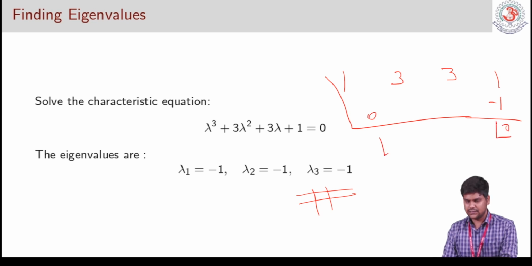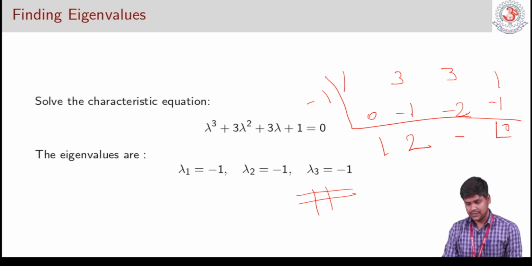We need to get 0 here. So first I'm starting with minus 1. So minus 1 into plus 1 is minus 1. We'll get 3 minus 1 is 2. So minus 1 into minus 2 is minus 2. So 3 minus 2 is plus 1. So minus 1 into plus 1 is minus 1.